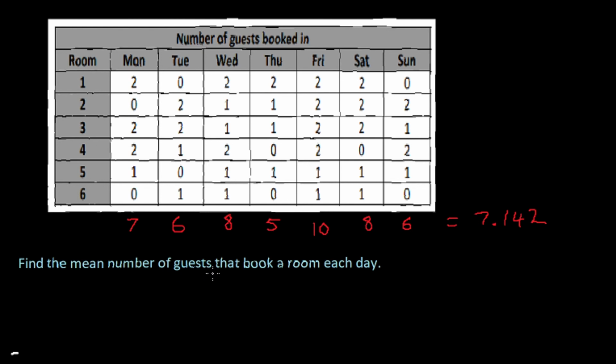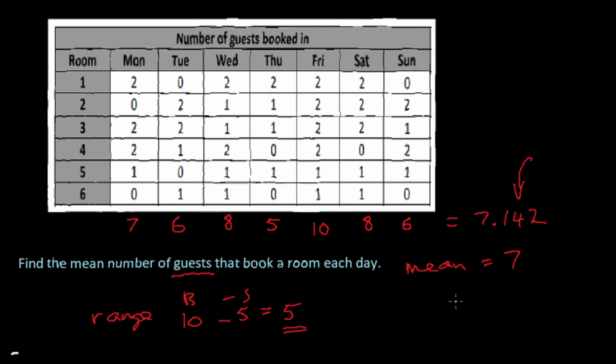And you see here again it says find the amount of guests. Guests don't come in parts, so we need to round this to a whole number. So in this case the mean is going to equal 7. And if you want to find the range, because we haven't done range for a while, just remember it's the biggest take away the smallest. The largest amount of guests they had was 10, and the smallest amount of guests they had was 5. So the range in that case is 5. And the mean is 7.